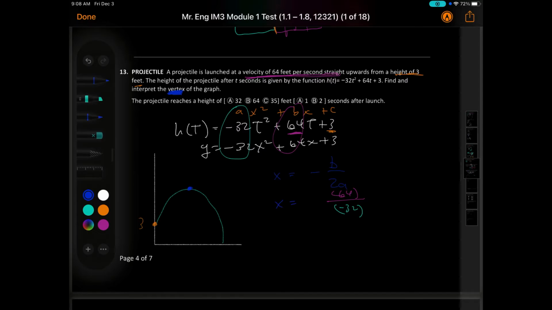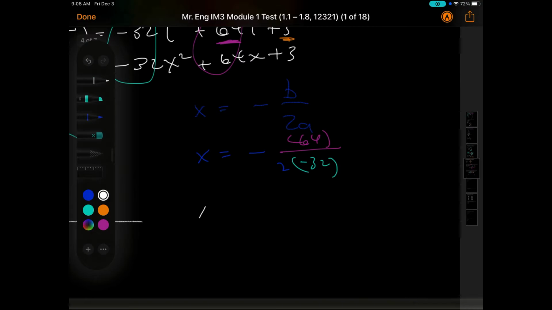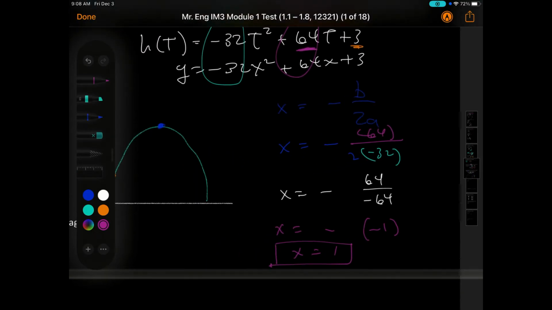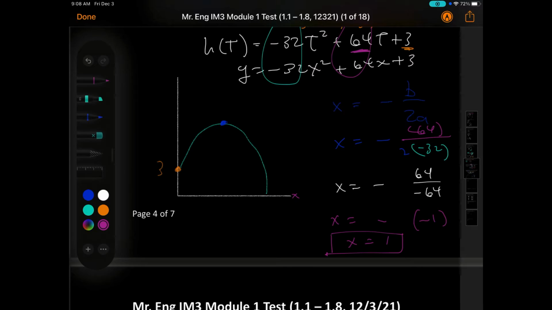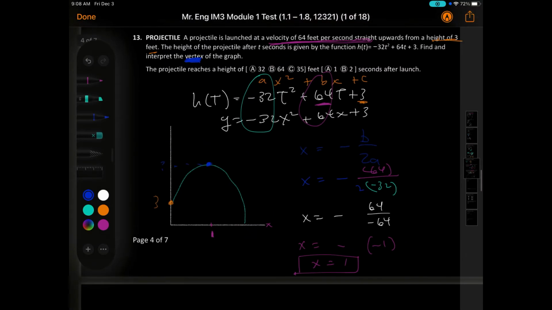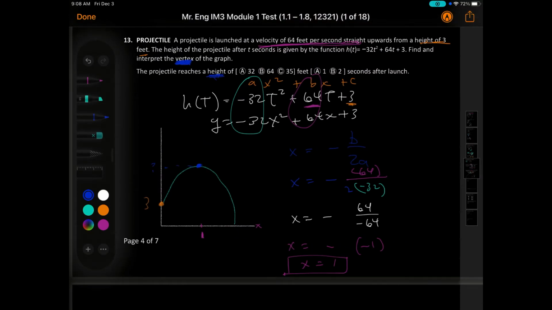So I have x equals negative and then 2 times a. So simplify this. x equals negative 64 over negative 64, and this will become negative 1, so x is equal to 1. Now, this just told me on the x-axis, this right here is 1. I want to know what this one is, because it's asking us what is the height. So how do you find that? You're just going to put 1 back into the function.